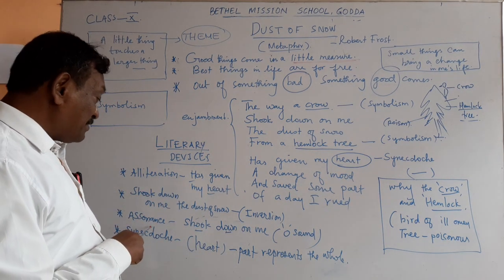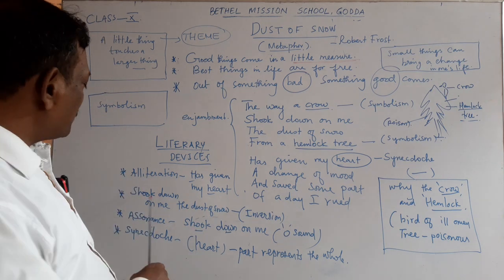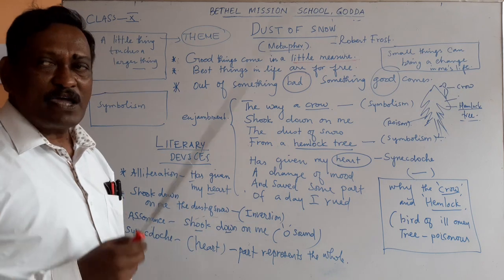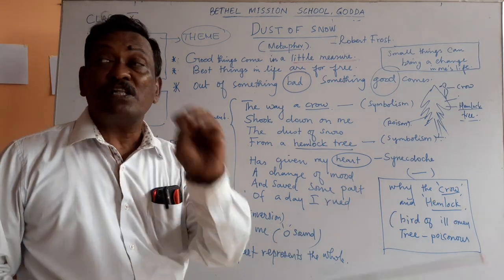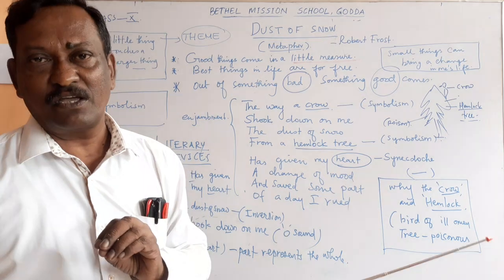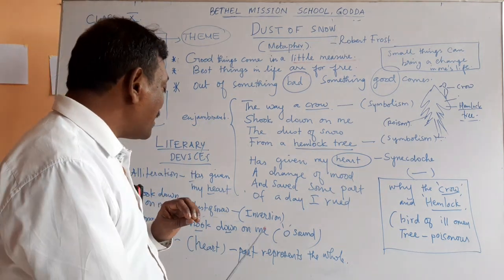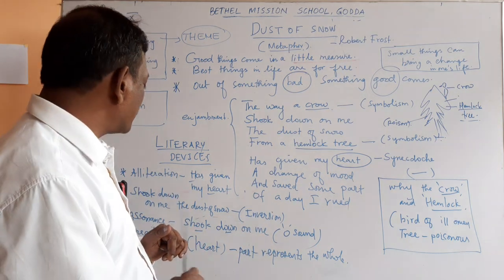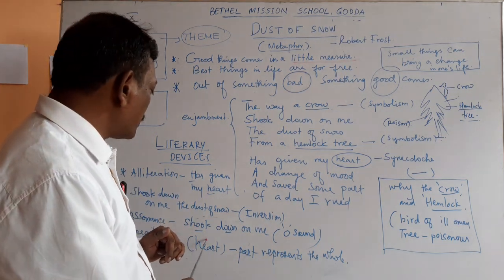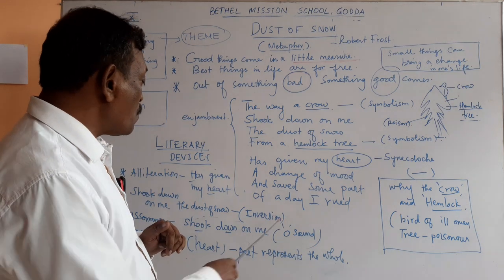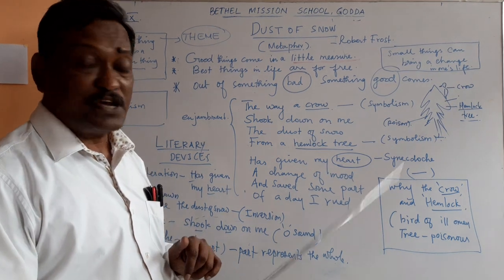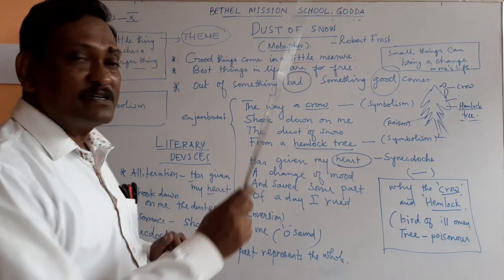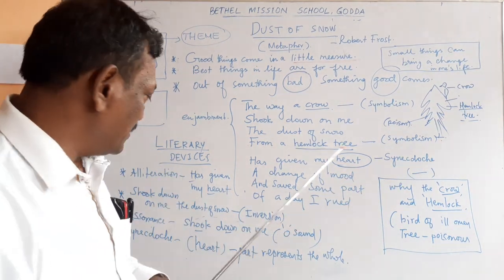And then assonance. Another important literary device in this poem is assonance. What do you mean by assonance? When the vowel sound in a line is repeated, we can call this literary device assonance. You see, shook down. So the O sound is repeated. Shook down, both of them have the O sound, and it is repeated. Therefore, this literary device is definitely assonance.